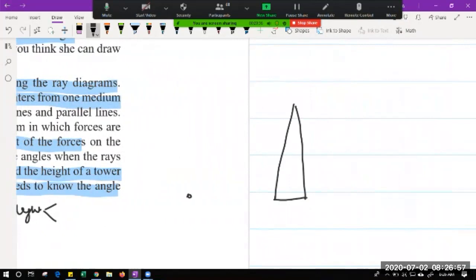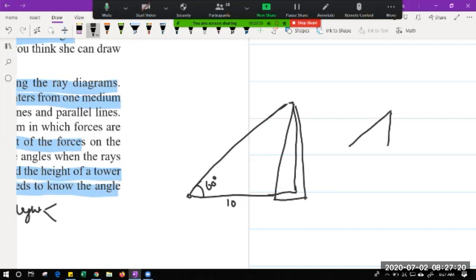How? We will just find the distance between the person and the building. Suppose it is 10, and then we will try to find the angle from the eyes to the top of the building like this. Suppose I have found the angle as 60 degree. In that case, it will be very easy for me to find this height. How? If you can see, we have formed a triangle in which this is a 90-degree angle.